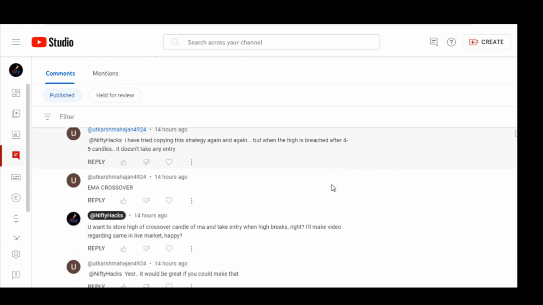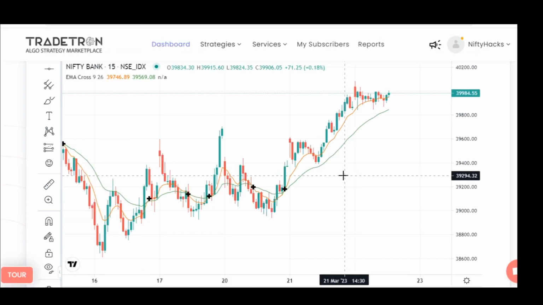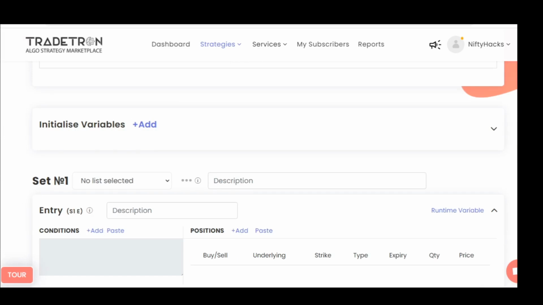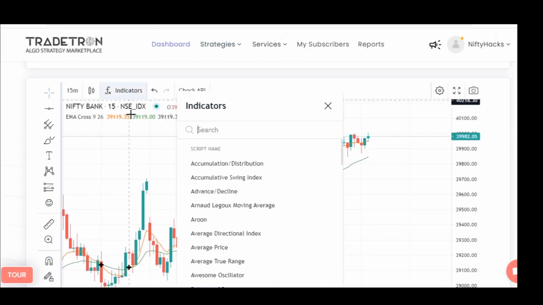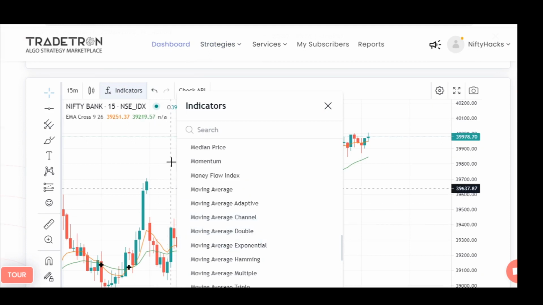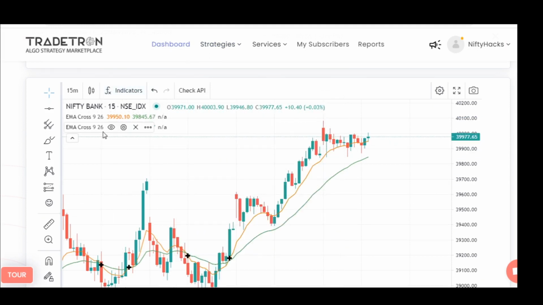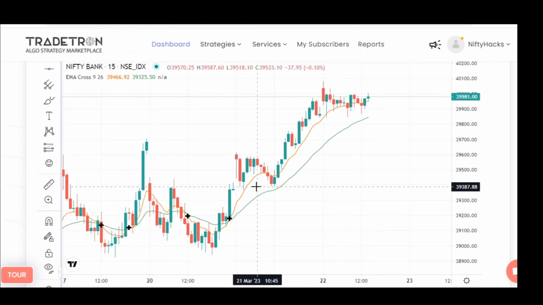So if something doesn't work, try to find fault in yourself first, rather than finding fault in someone else's code or strategy. So I thought let's make one testing video to see whether the value when keyword works properly or not with EMA crossover. As we can see in indicators, mostly we have the EMA cross indicator by default in many charting platforms. So this is a Tradetron provided TradingView chart.